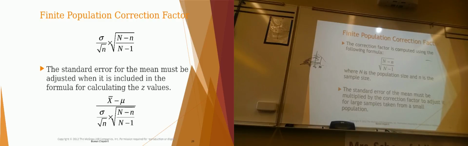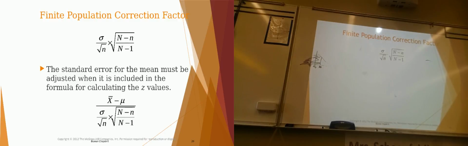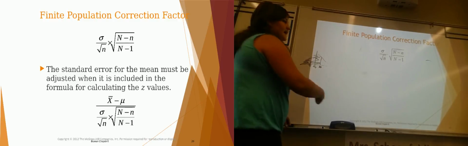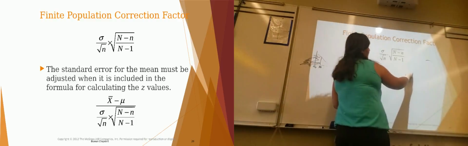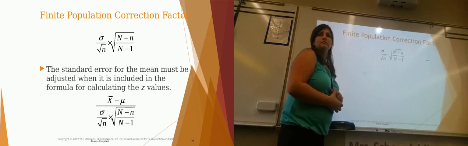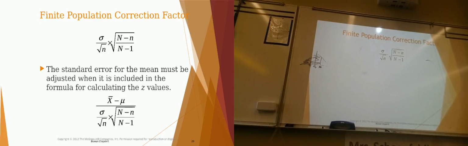Okay, the standard error of the mean must be multiplied by the correction factor to adjust it for large samples taken from a small population. Okay, so instead of this guy on our bottom, we're gonna have this whole thing. Okay? Great. And that's it? Pretty much. The standard error of the mean must be adjusted when it's included in the formula for calculating the z-values. Okay, so that's what's going on the bottom.